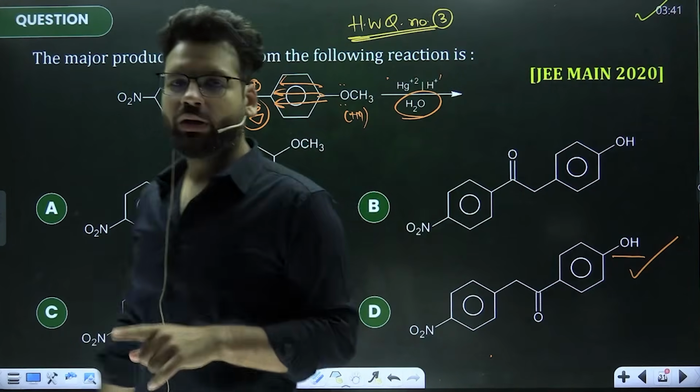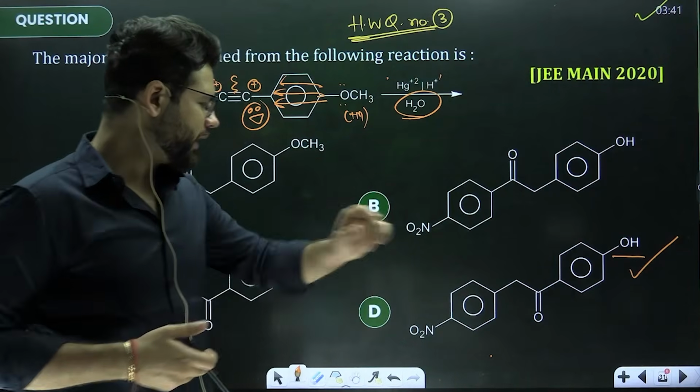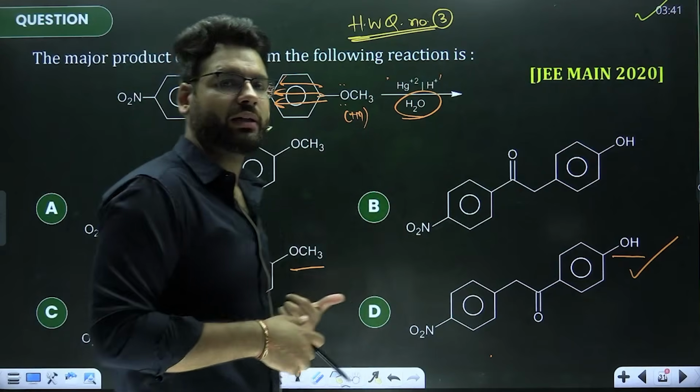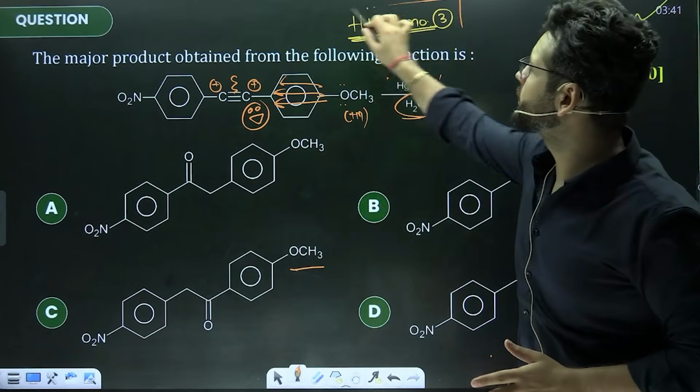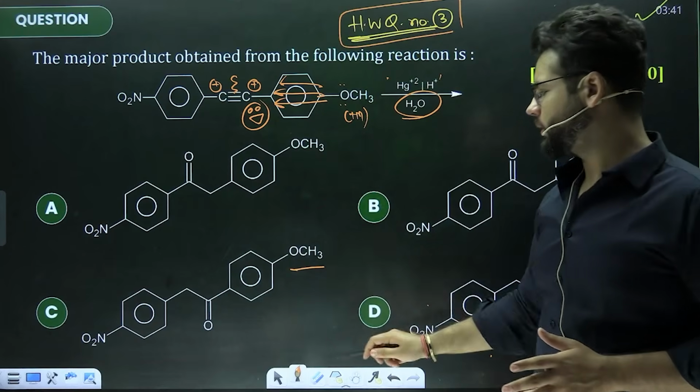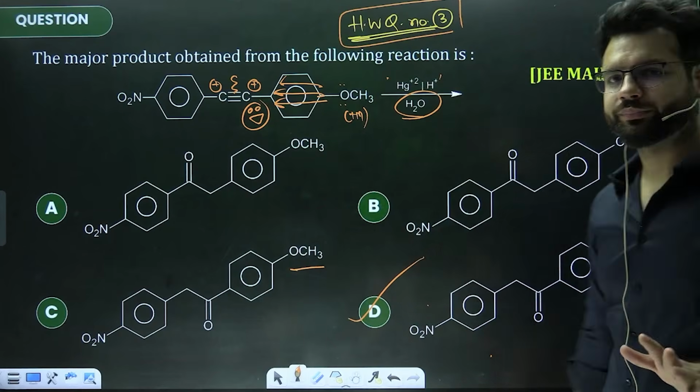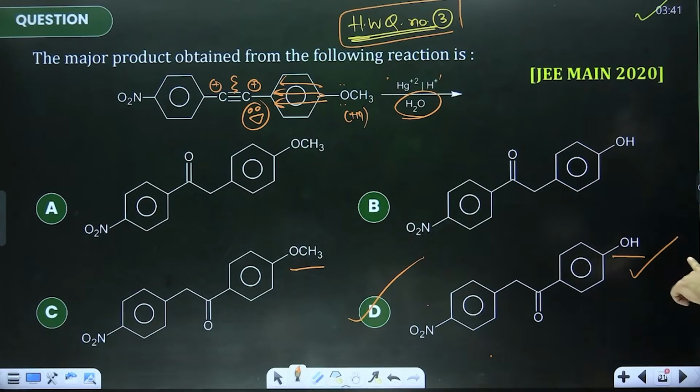It's from the ether topic. Why D but not C? In the comment box, I need your answer. Homework question number 3, explanation. Why D but not C? D is the answer. Why D but not C?